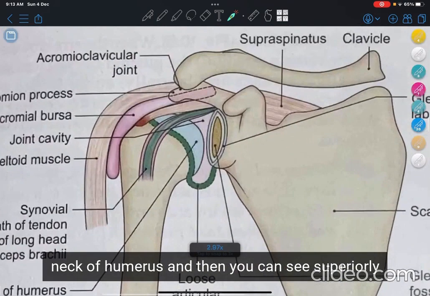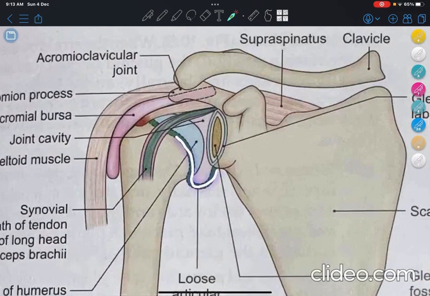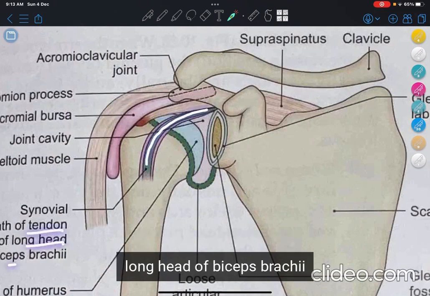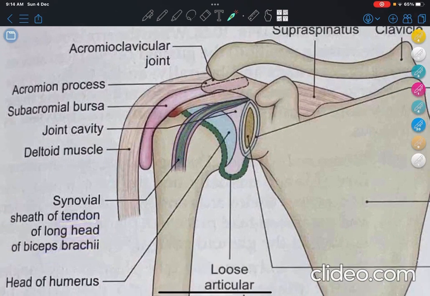Then you can see superiorly, this is coming laterally going here, but it's deficient over here. So superiorly it is deficient for the passage of what? The tendon of the long head of biceps brachii. So that is about the lateral attachment of the capsule.